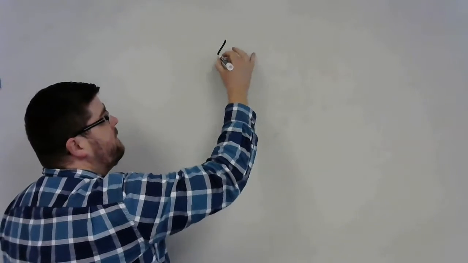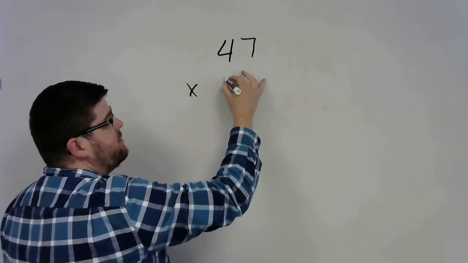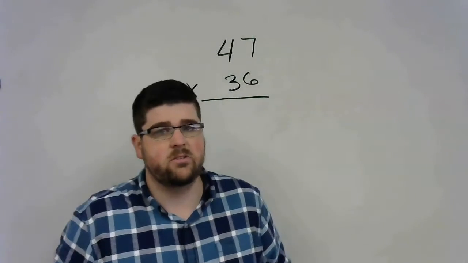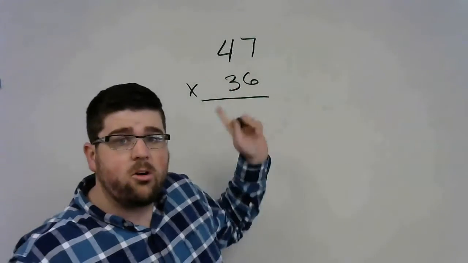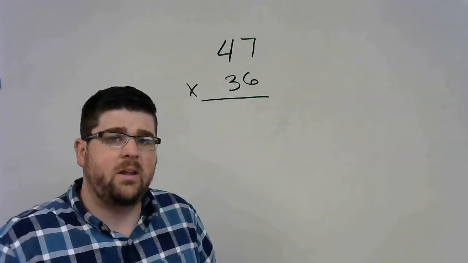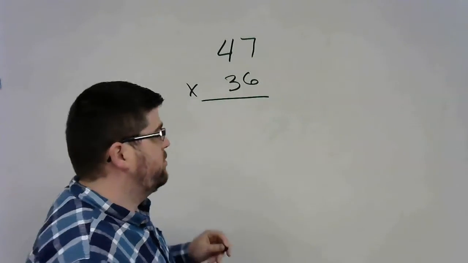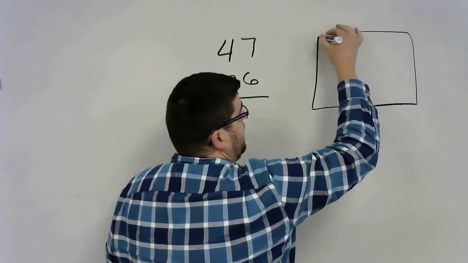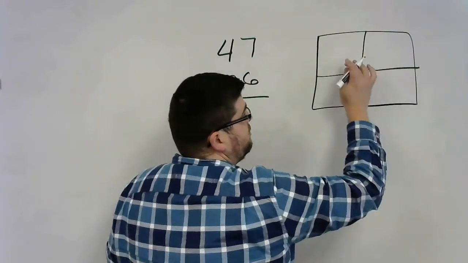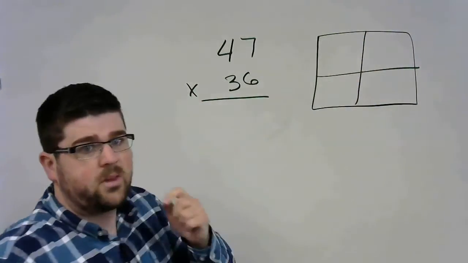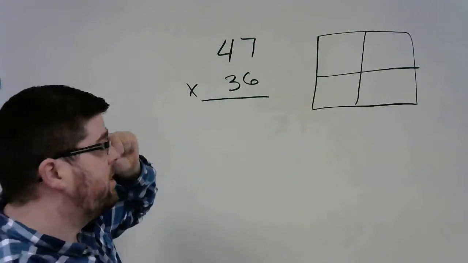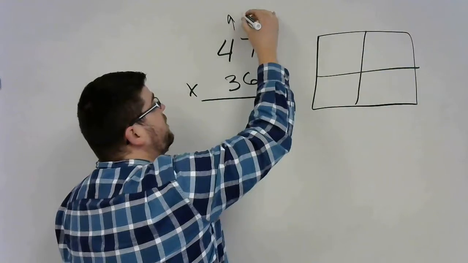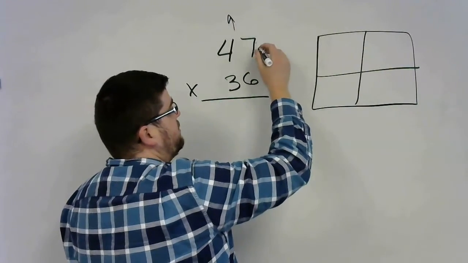Let's say we had a number we wanted to multiply: 47 times 36. There's the algorithm that we'll do tomorrow that was one way to do it, but today we're working on the area model of multiplication. So what I would do is I draw a 4 square, ones and tens and ones and tens. Okay, well actually tens and ones and tens and ones. And then I break both of these numbers up.